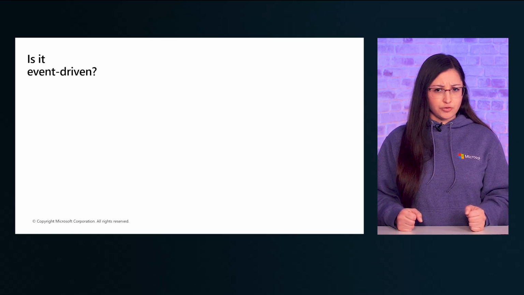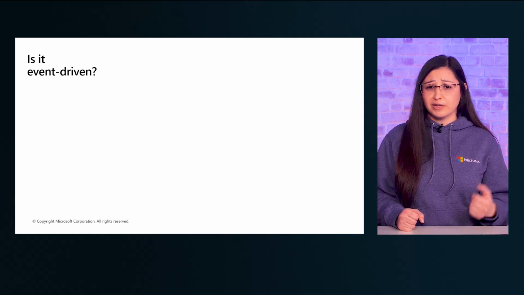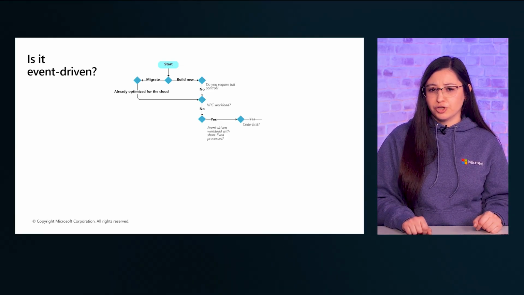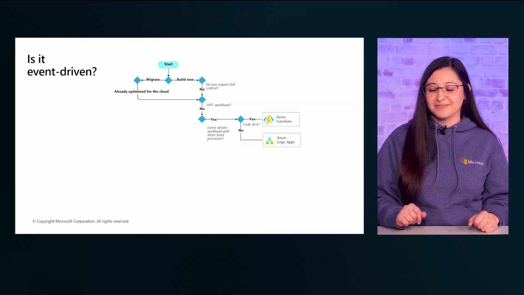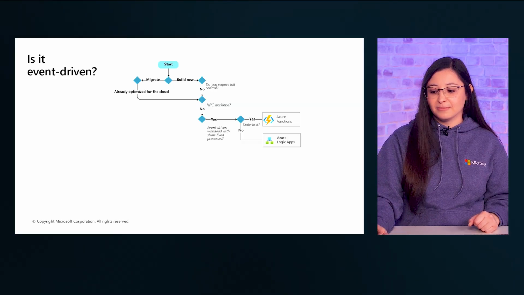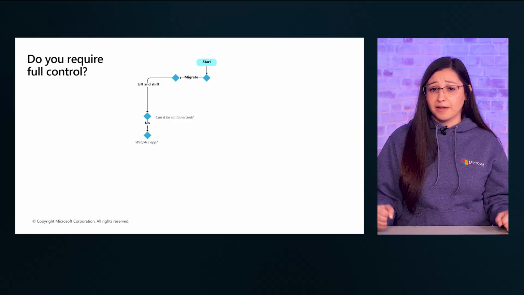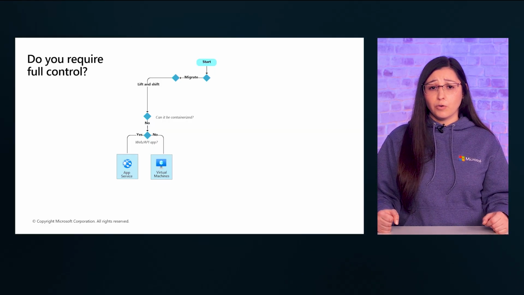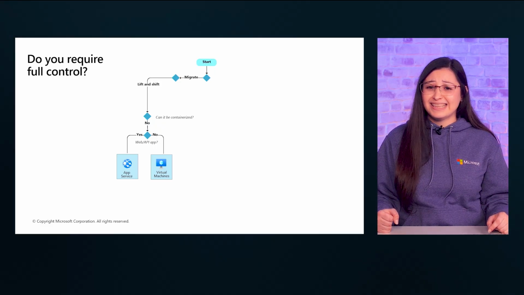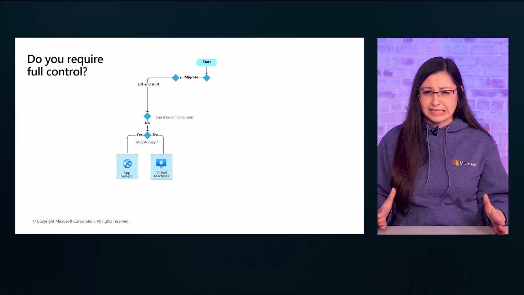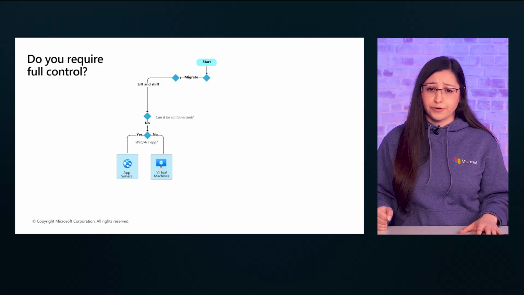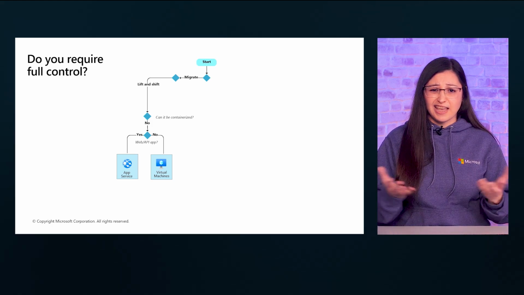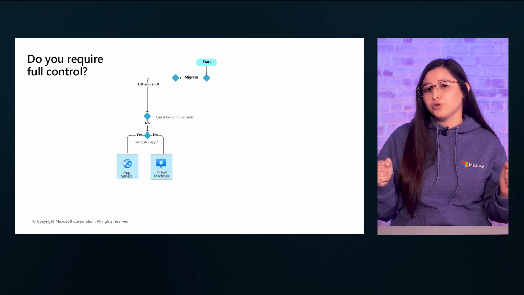Maybe our app is event-driven. We can choose between serverless code option with Azure Functions and workflow integration-driven designer with Logic Apps. Sometimes we need full operating system control. For example, we have a legacy IIS app that needs tight control over the operating system. That might lead us toward virtual machines. While a modern web API that just needs to scale automatically could point you to an App Service.